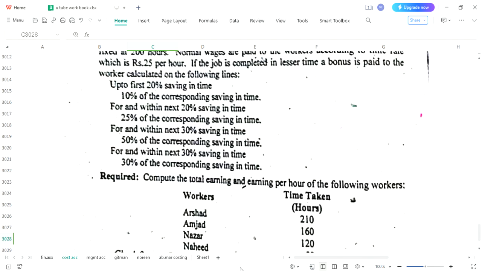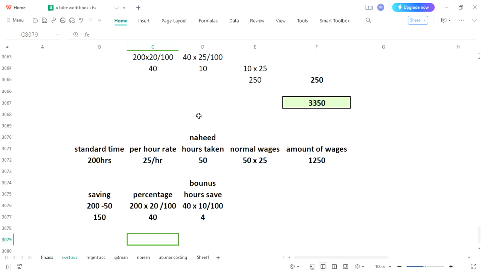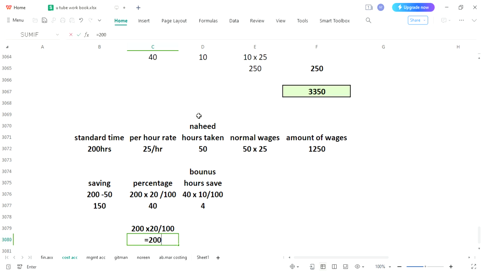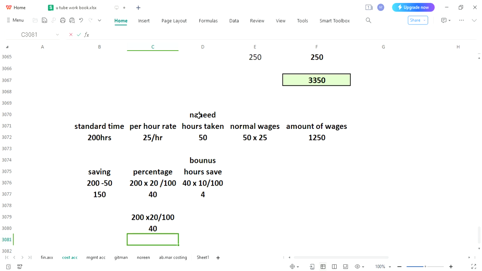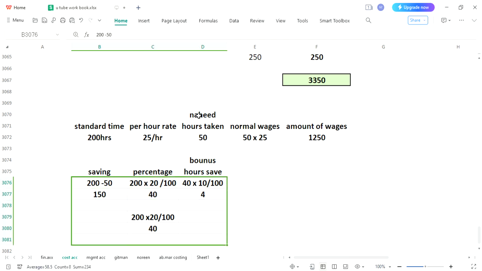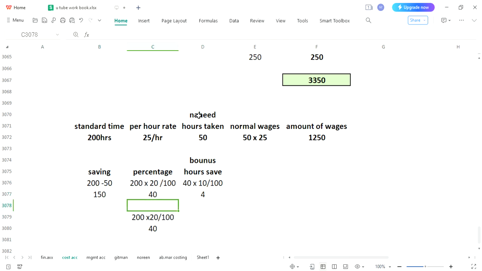For the next step, we are asked to take 20% first. So here again you will calculate 200 multiplied by 20 divided by 100. Let's calculate the percentage. So again we have got the percentage as 40. Up till now we have calculated the percentage for 40 and 40, total 80, but we'll have to go up till 150. Total saving is 150.